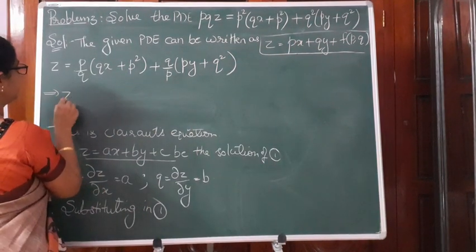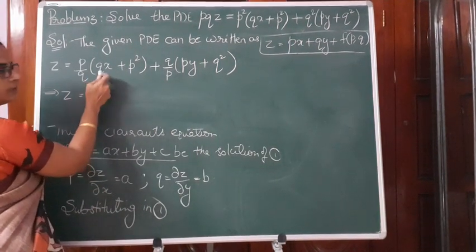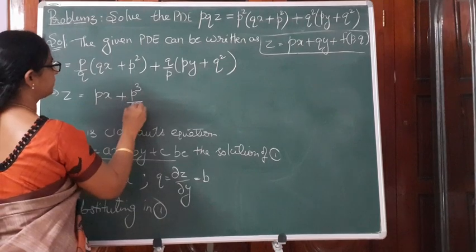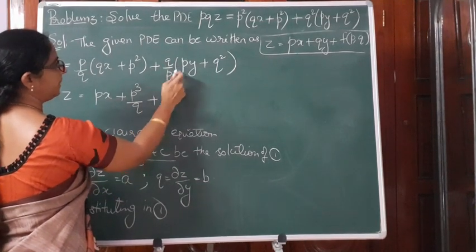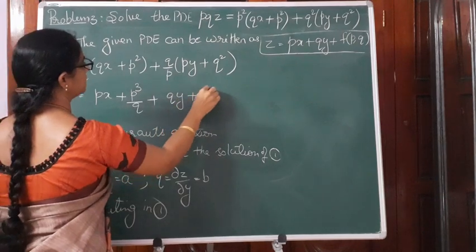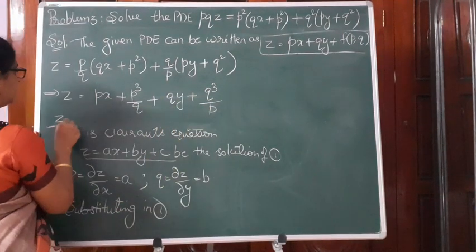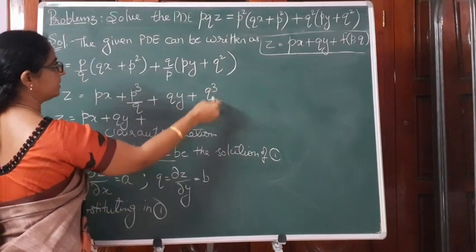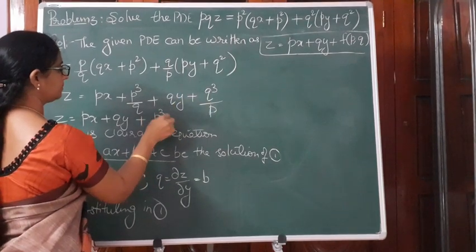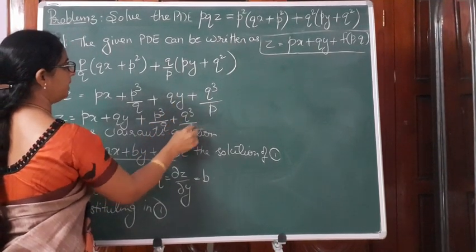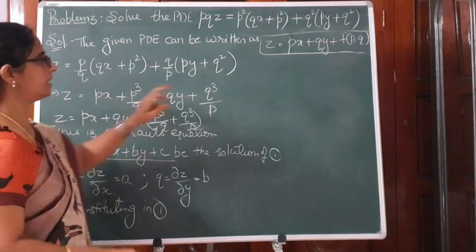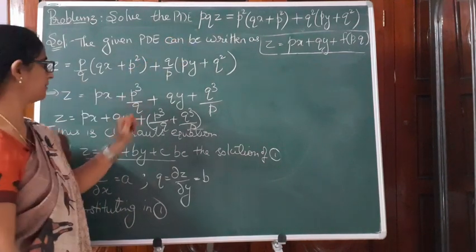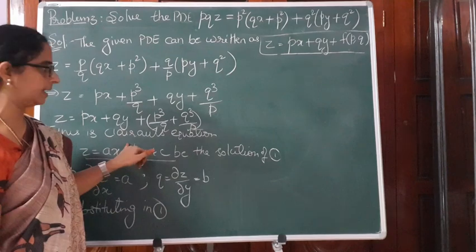That is z is equal to, now if we multiply with p by q, q gets cancelled, we get px plus pq by q plus q by p into py is qy plus qq by p. That is z is equal to px plus qy plus pq by q plus qq by p. Now this is of the form z is equal to px plus qy plus f of p comma q. That is, this partial differential equation is reduced to standard form 4 or Clairaut's equation.